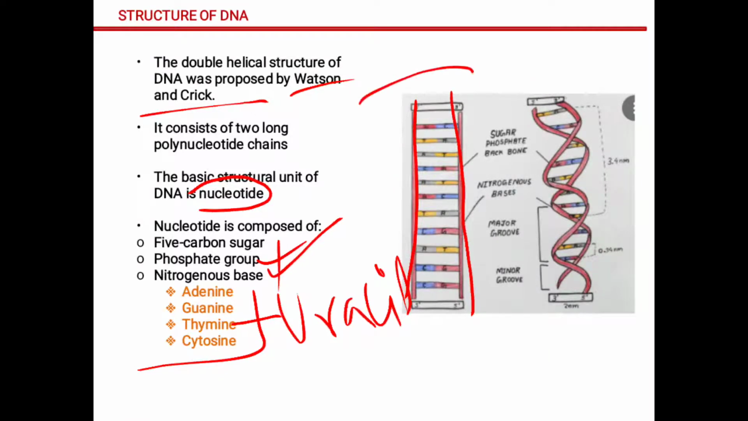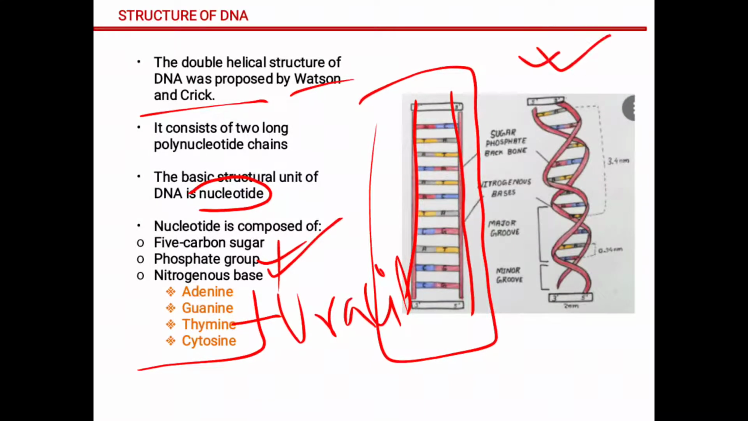So here we can see that this appears like a ladder-like structure. Now if we twist this structure, we will get the double helical structure of DNA. Now due to the helical structure, we will find two grooves. The bigger one is known as the major groove and the smaller one is known as the minor groove. Now these grooves are essential for the attachment of proteins for the purpose of replication or transcription.